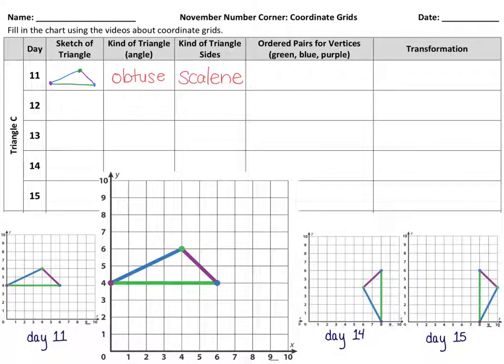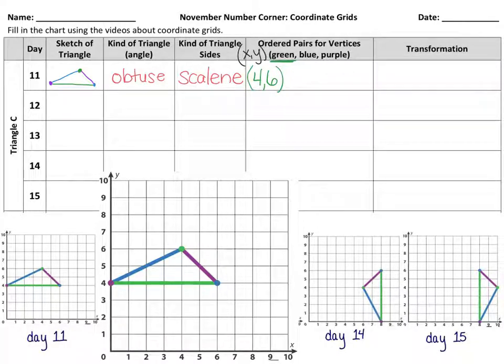Now it's time to look at the ordered pairs. Let's start with green. Our green ordered pair is right here. If we go down to the x-axis, it is at 4. And if we go left to the y-axis, it is at 6. So our ordered pair is 4, 6, because remember, we always have to do x, comma, y.